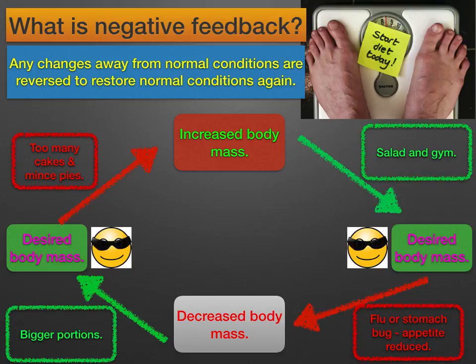So the solution to that is to build yourself back up again, have slightly larger portions at mealtime, and the body mass is again going to go back to normal. So now we've got the full negative feedback cycle, and any change away from the normal conditions is counteracted by actions taken.